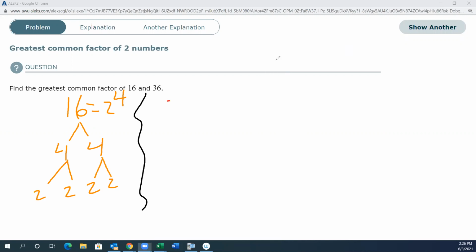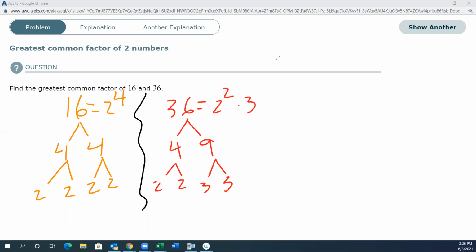Right, and 36 is 4 times 9, or 6 times 6, or 2 times 18. Then I get a 2, 2, and a 3, 3. So 36 is 2 squared times 3 squared. Right, so the GCF, okay, so we're looking for what's common, what's going to work for both of them.